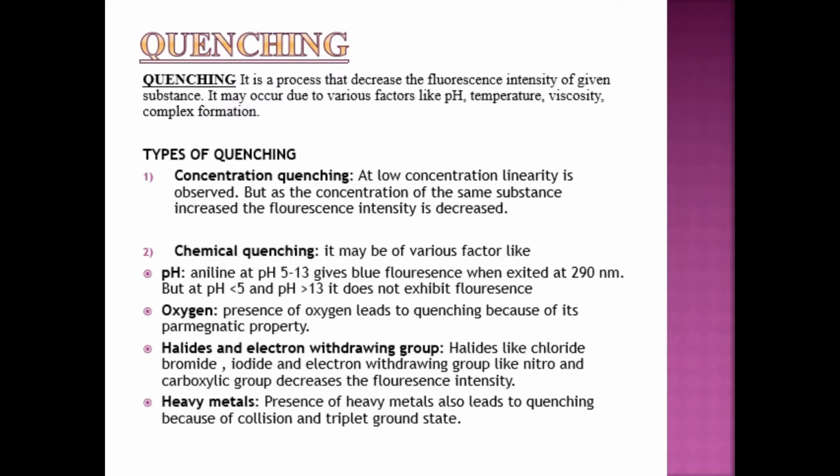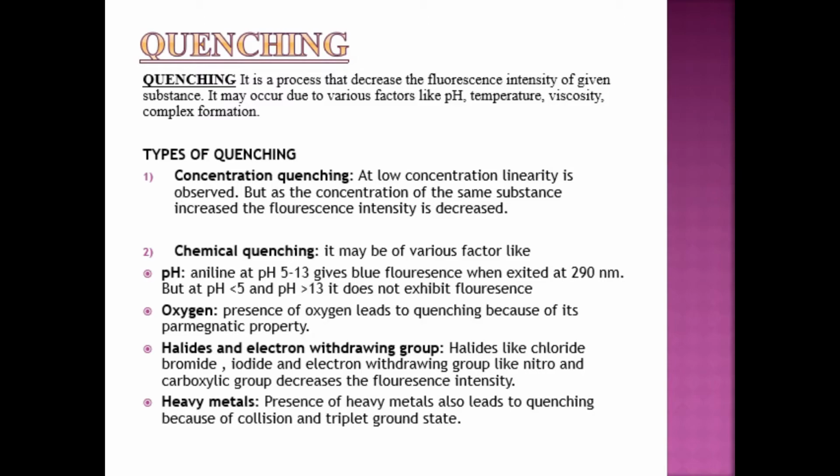Quenching is a process that decreases the fluorescent intensity of a given substance. There are 4 types of quenching. The first one is concentration quenching. At low concentration, linearity is observed. But as the concentration of the same substance increases, the fluorescent intensity decreases.